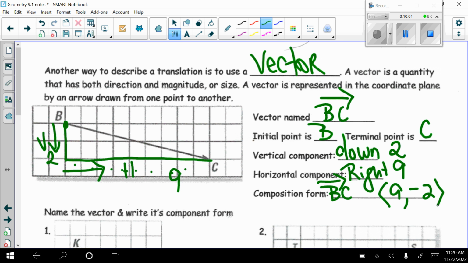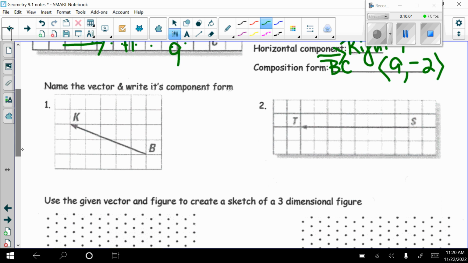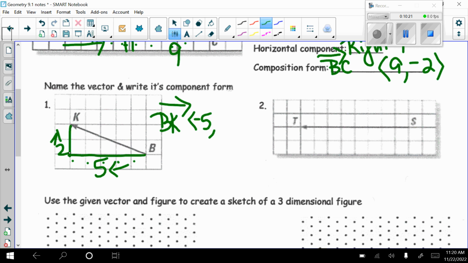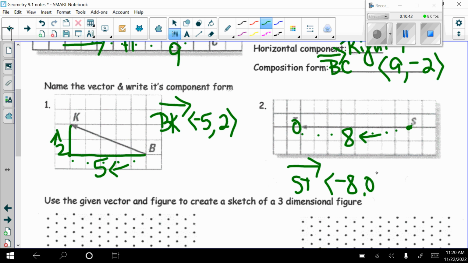So now we're going to practice naming the vector and writing its component form. So here I see that this would be vector BK. I see that my horizontal is 1, 2, 3, 4, 5 to the left, so that would be a -5. And then up 2, so -5, comma 2. This next one, vector ST, my horizontal, so if I start here, I go 1, 2, 3, 4, 5, 6, 7, 8, but I'm going to the left, so that's a -8. I did not go up or down any, so -8, 0.